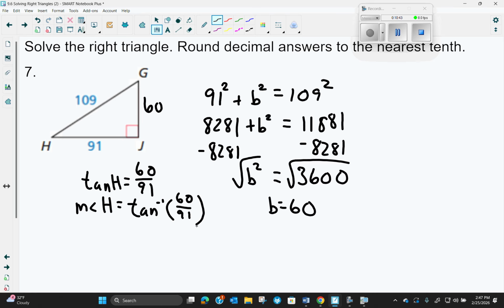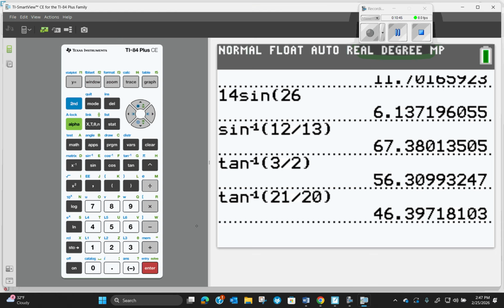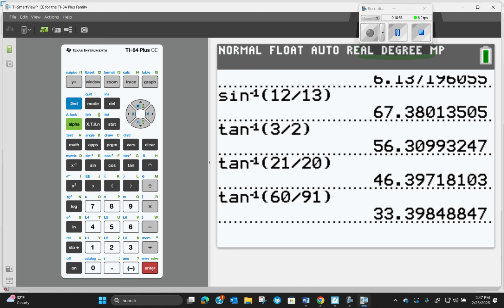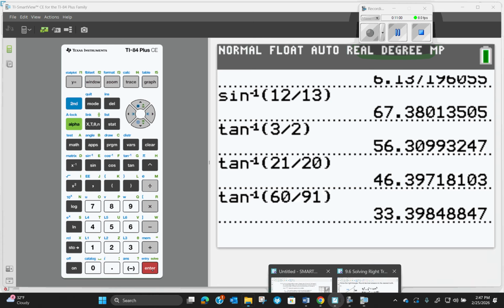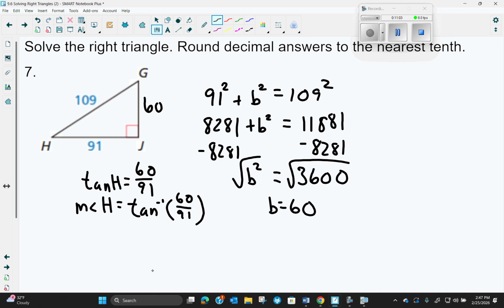So back to my calculator. Second tangent gives me that inverse tangent. Well, 60 divided by 91. My angle measure is 33.4. So H is 33.4. And knowing G is complementary to that, I just take 90 minus 33.4. And it's 66.6.